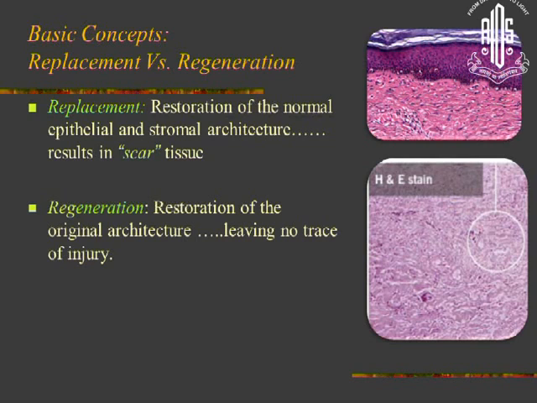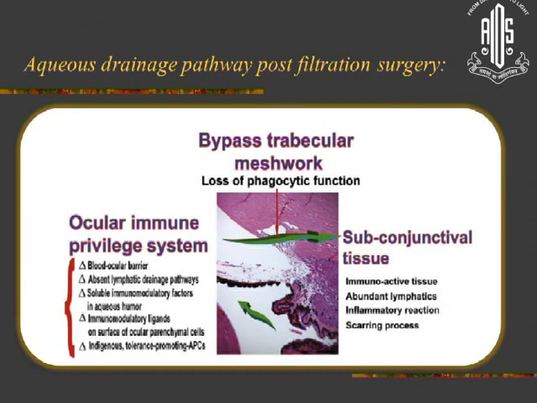On the contrary, with regeneration, we are actually getting the original architecture, and there is no trace of any surgical injury. So if we use a collagen matrix like an Ologen implant, or if we are using an anti-VEGF agent, we are getting a near physiological kind of an architecture. So regeneration is sticking to that concept.